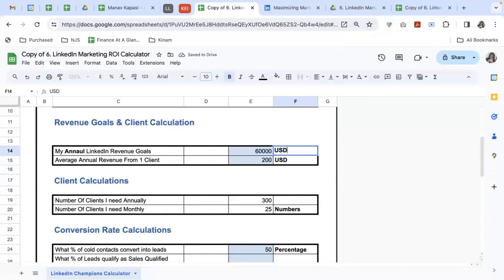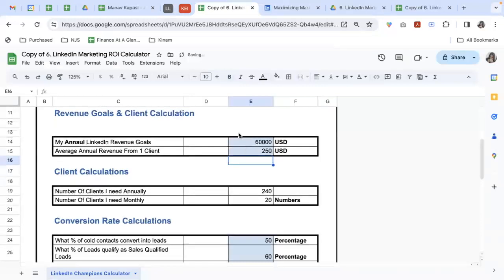Average annual revenue from one client. So how much is the average annual revenue you make from one client? It says you can enter 200. Let's say you say 250. Again, if it was 200, this number was different. It was showing 300 over here.